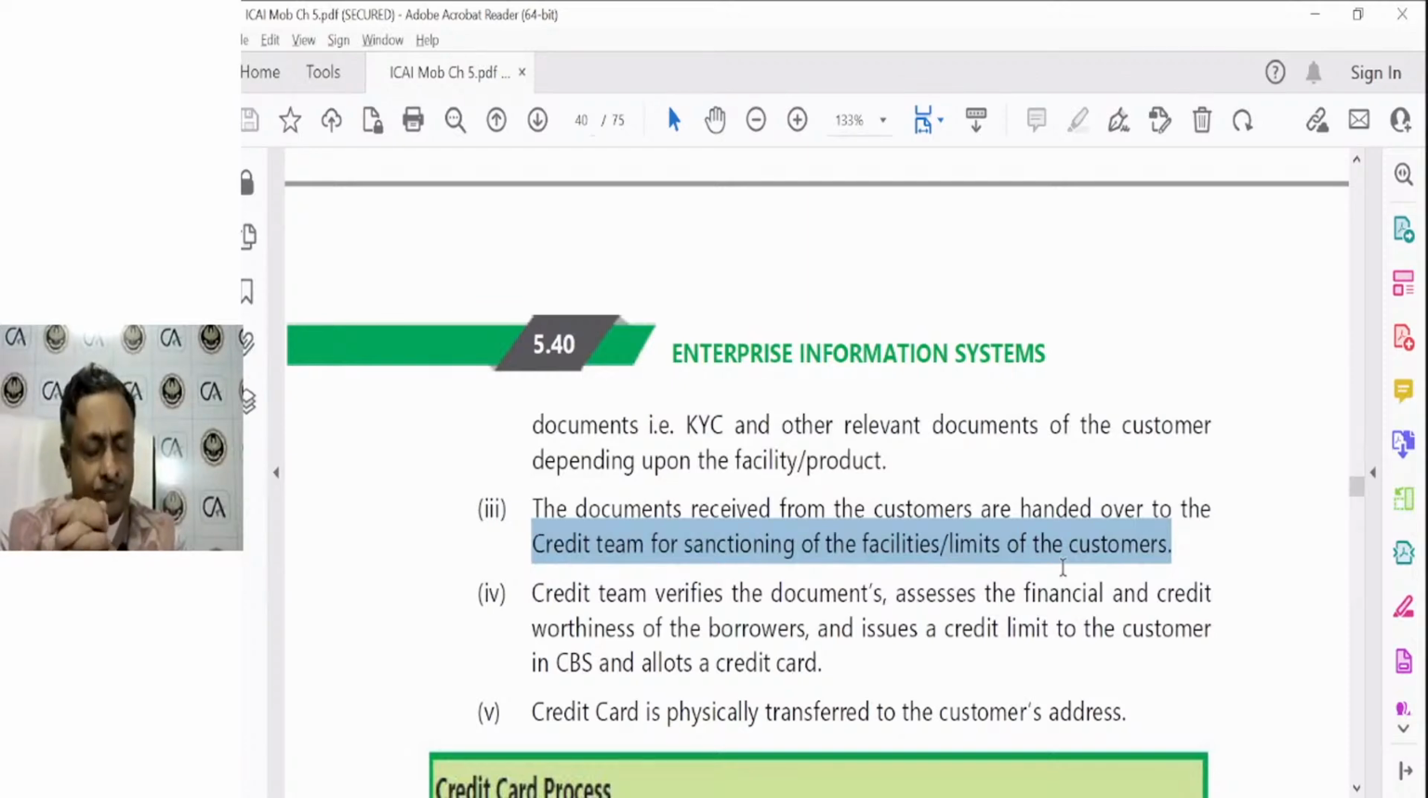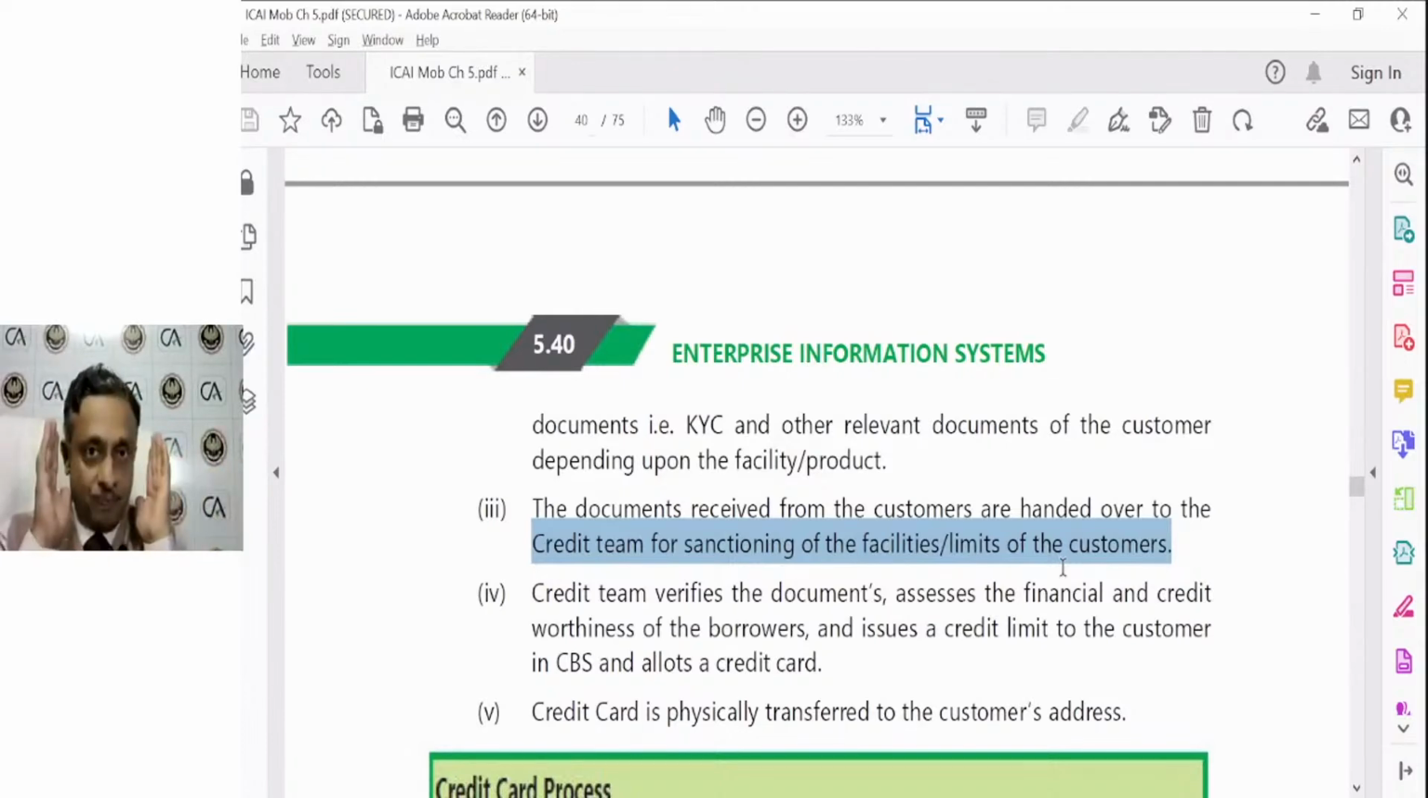Suppose as on 31st March of the year, you have a credit card of the bank and you have expended 50,000 rupees on the credit card, and the due date of payment is 5th of April. So till 31st March, you have 50,000 rupees that you need to pay to the bank because you have availed the credit card facility. That 50,000 will be appearing in which part of the balance sheet of the bank? As an asset or as a liability?